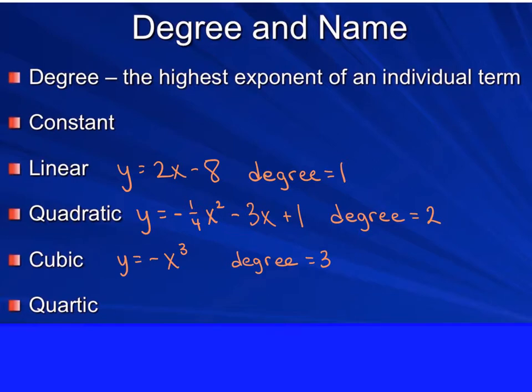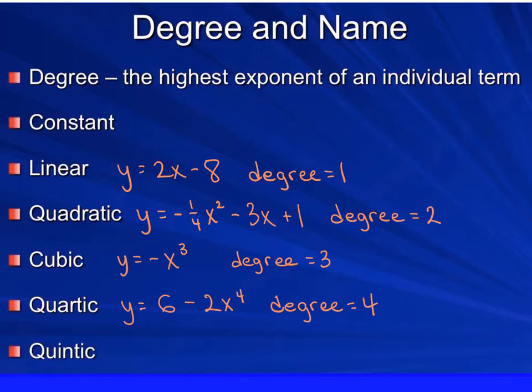It can have any number of other terms, but the highest exponent would be 4. Here I've swapped around the order of the terms, but still I look to the term with the highest exponent, and there's my degree of 4. And finally, we have a quintic function.